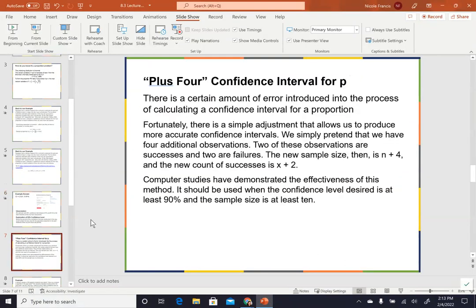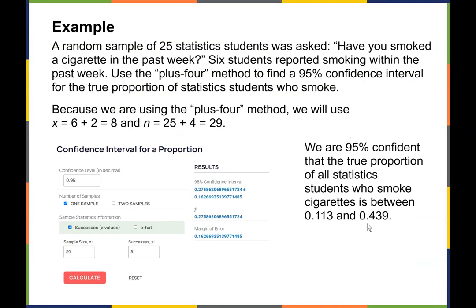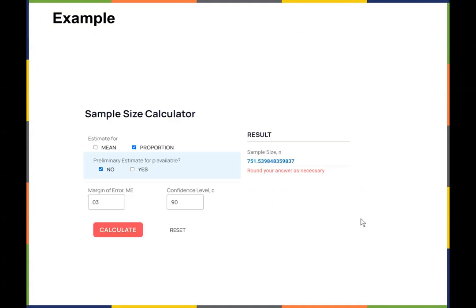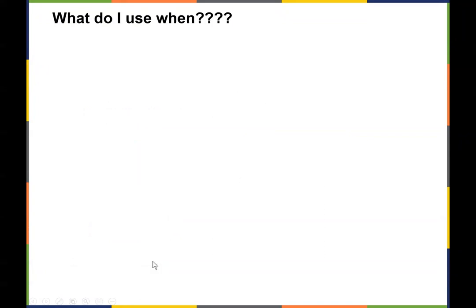So let's go back to our problem. We did our calculator, and this is the result we got. Remember, we're going to always round up to 752. So this is a proportion. We didn't have a preliminary estimate for p hat. 90% confidence level, margin of error 0.03. We need a sample size of 751.5, so that's 752 people.